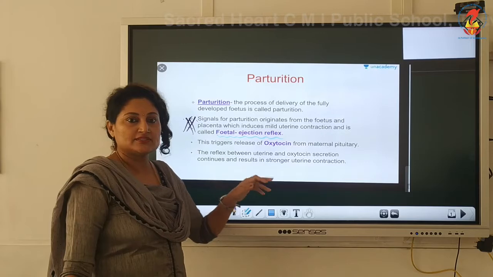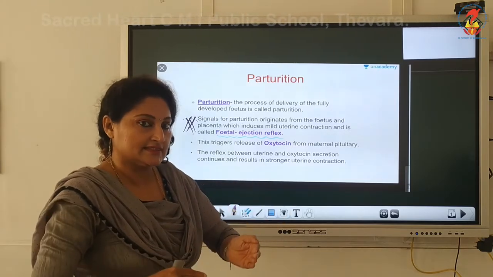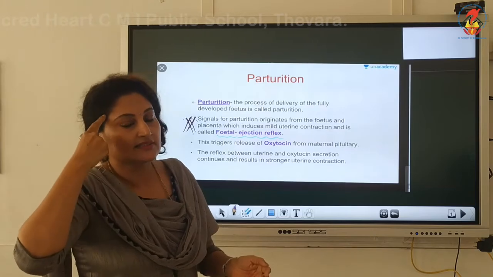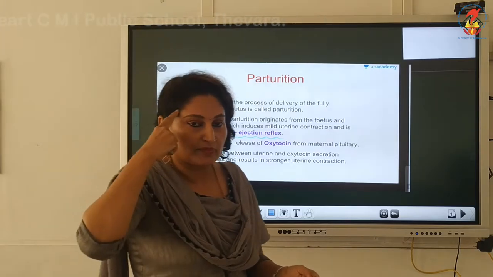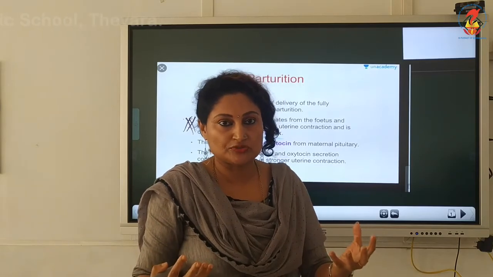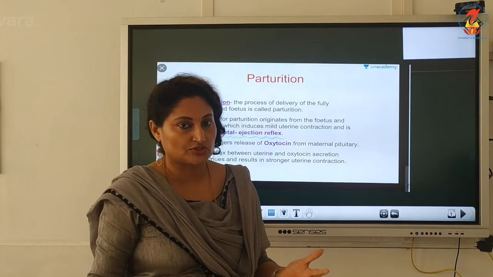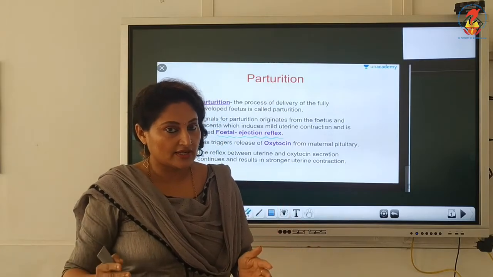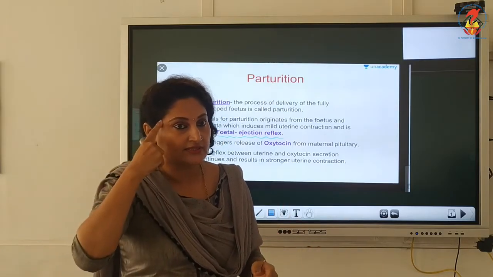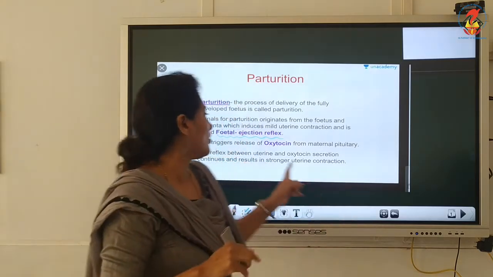Now, what happens when this mild contraction occurs? This in turn triggers the pituitary gland of the mother, which we know is divided into anterior and posterior pituitary, and we know the posterior pituitary produces ADH and oxytocin. So, here the contraction in turn triggers the mother's pituitary gland, the posterior pituitary, to secrete the hormone oxytocin.